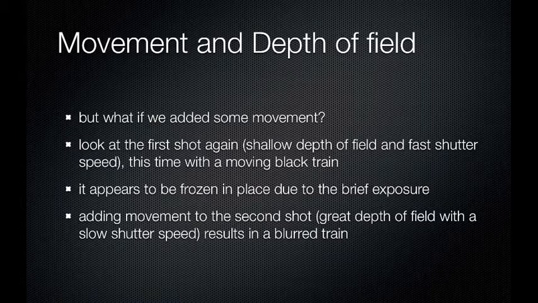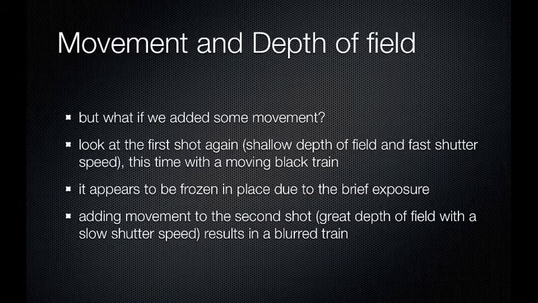In the first picture, it appears to be frozen in place due to the brief exposure. Remember, it's 1/160th of a second. Adding movement to the second shot, the one with great depth of field but with a slow shutter speed, results in a blurred train. It was roughly 1/2 of a second for that shot.